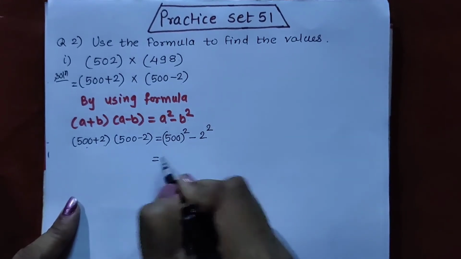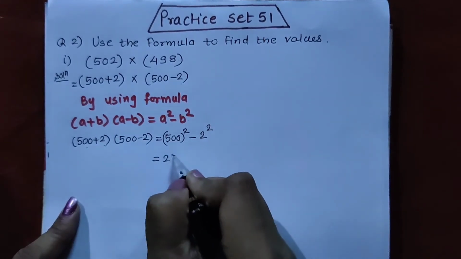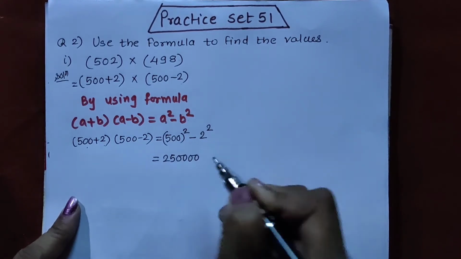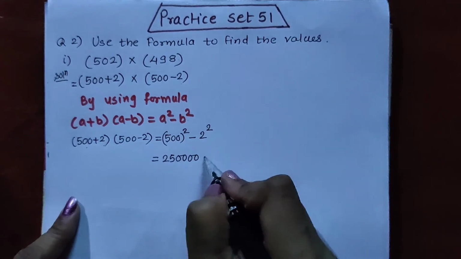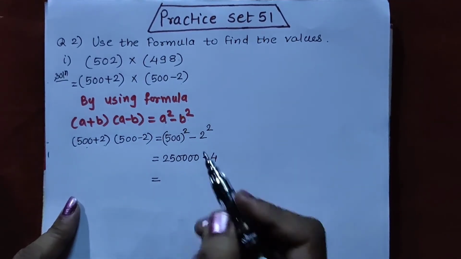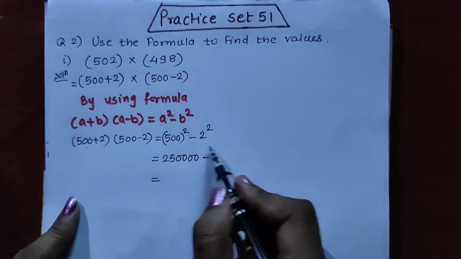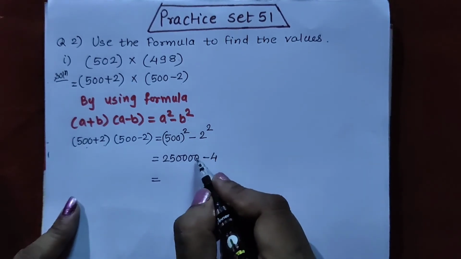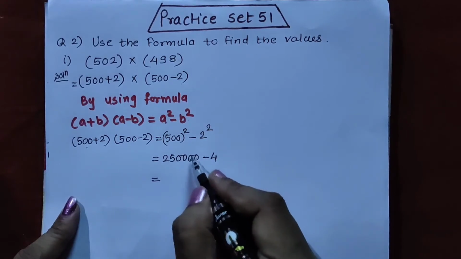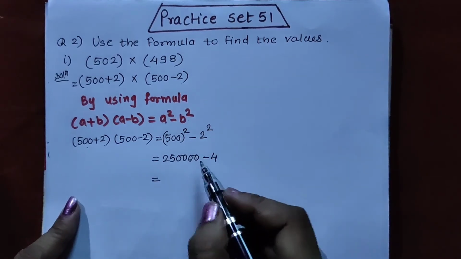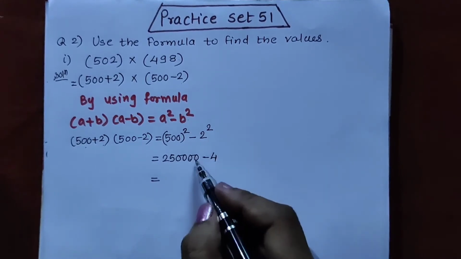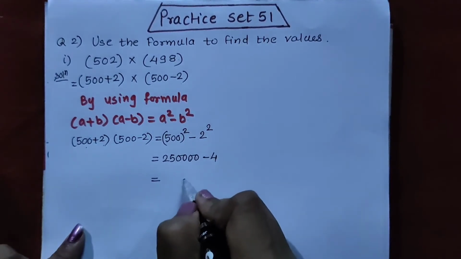Now what is the square of 500? 5 square is 25, we all know. 2 zeros are there, so instead of 2 zeros we will write 4 zeros. Minus 2 square, which is 4. Now this is a simple subtraction which we can do here. 0 is there, so we cannot subtract 4 from 0, so we write 10. We have to borrow 1 from this number. If you want, you can do it on your rough page. I am doing it orally. So 10 minus 4 is 6.